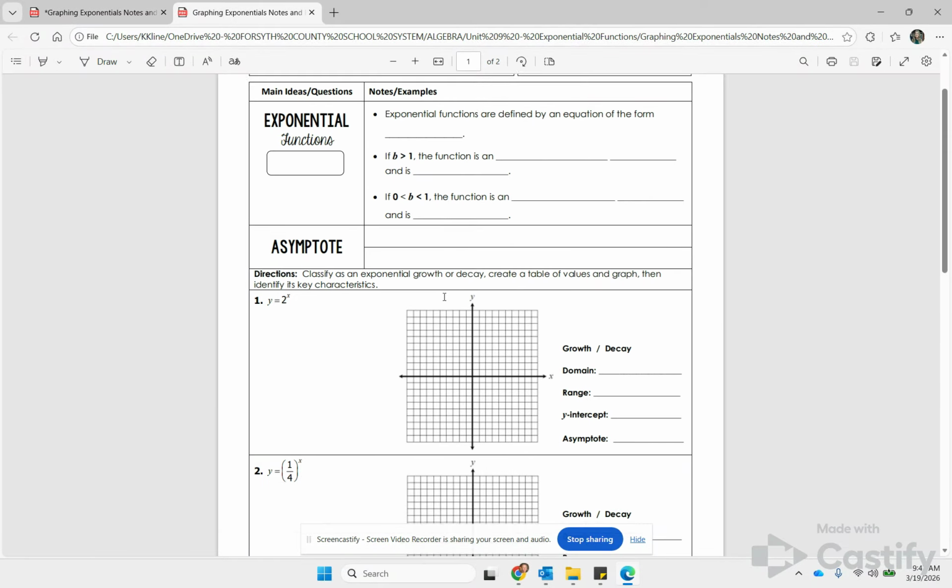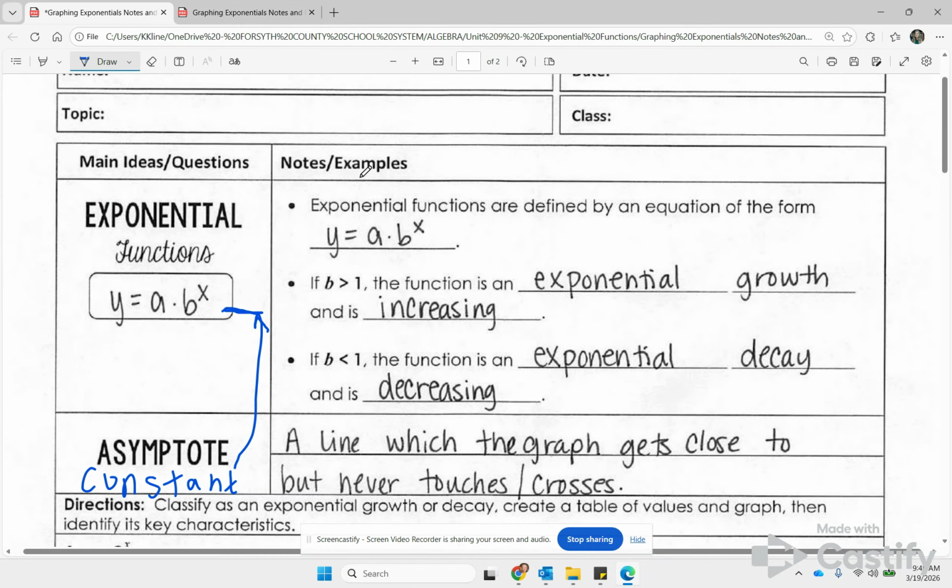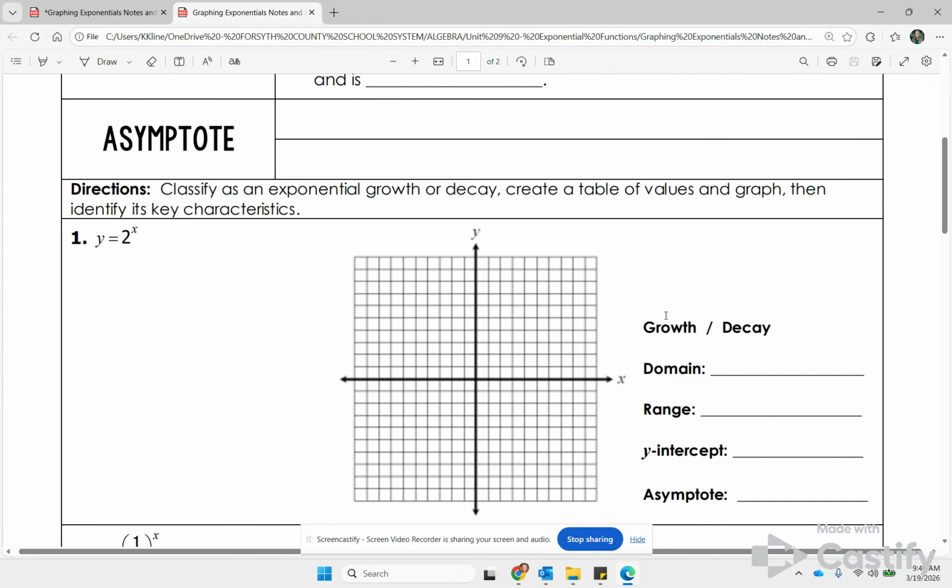Okay, so here is how you're going to graph it. Number one, without a calculator, I need you to classify it as growth or decay. This is y equals 2 to the x. So since b is greater than 1, it is going to be exponential growth. So we are going to circle growth here.